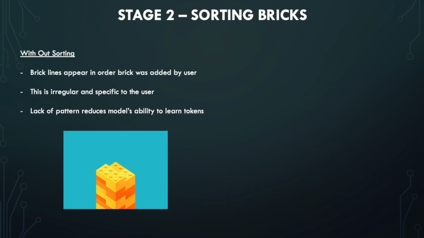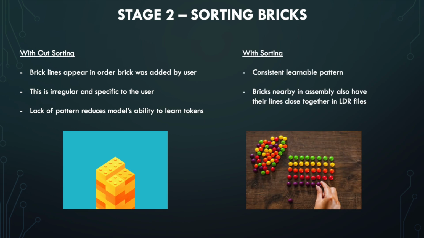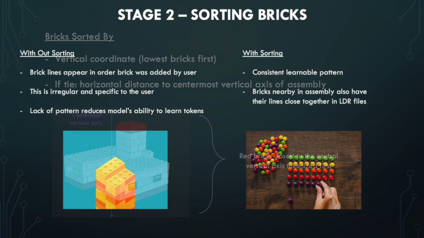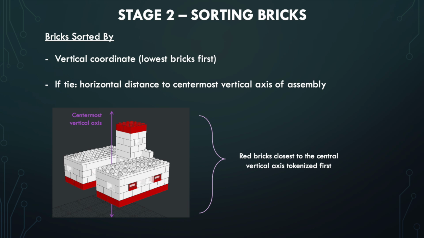Brick lines appear within an LDR file based on the order they are inserted into the assembly. Due to the irregular and individual way users place bricks, the model will likely struggle to find a pattern. Sorting the bricks based on their position will introduce a consistent pattern and ensure bricks near each other will also have their brick lines close together. Thus, a step was implemented to sort brick lines based on their vertical coordinate, and in cases of a tie, they're sorted by their horizontal distance to the centermost vertical axis of the assembly.